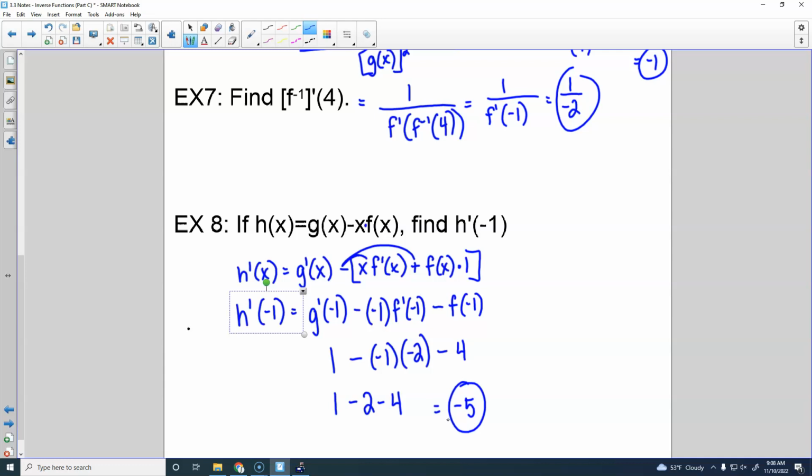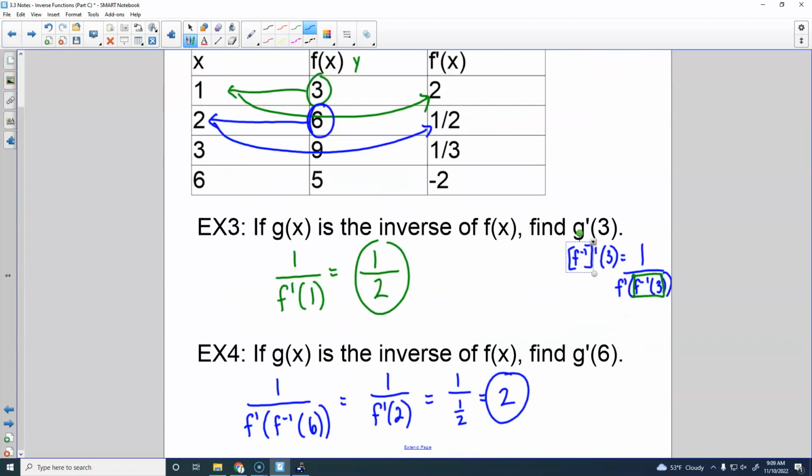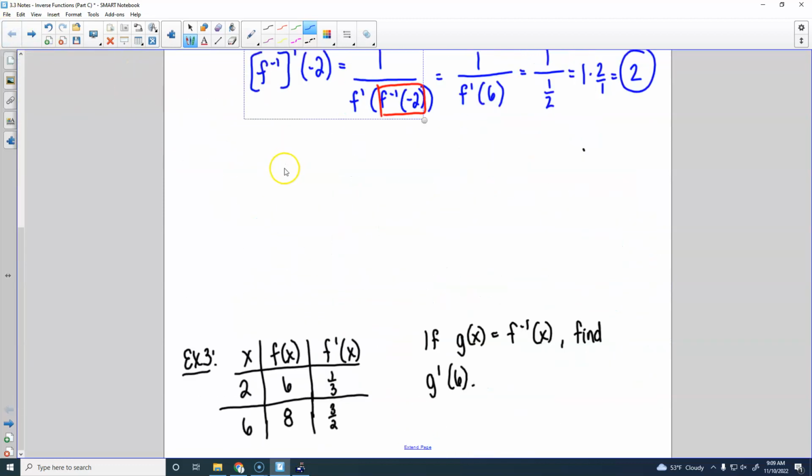Yes. Oops. Let's see here. I skipped one. If we can do that last one, we can do that one. So let's just skip it there. But it's the same idea.